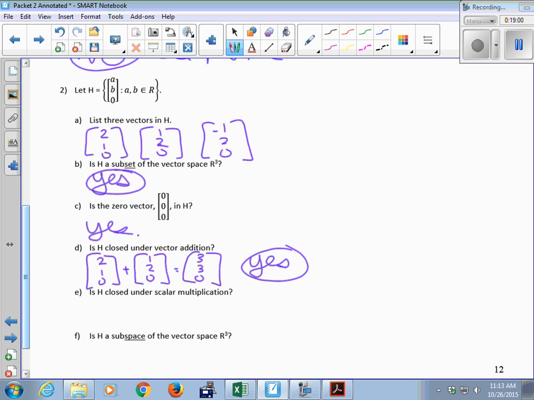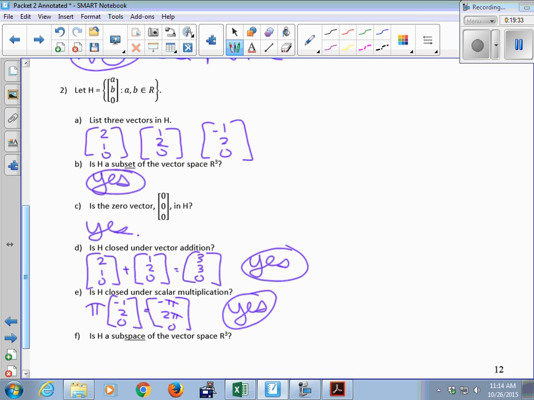How about scalar multiplication? If you pick any real number, I could pick pi, right? Multiply by -1, 2, 0. So I get -pi, 2 pi, 0. Does that satisfy the conditions of being in H? Yep, it's a real number, 0. So no matter what I pick for my scalar multiplication, I will land back in the set.